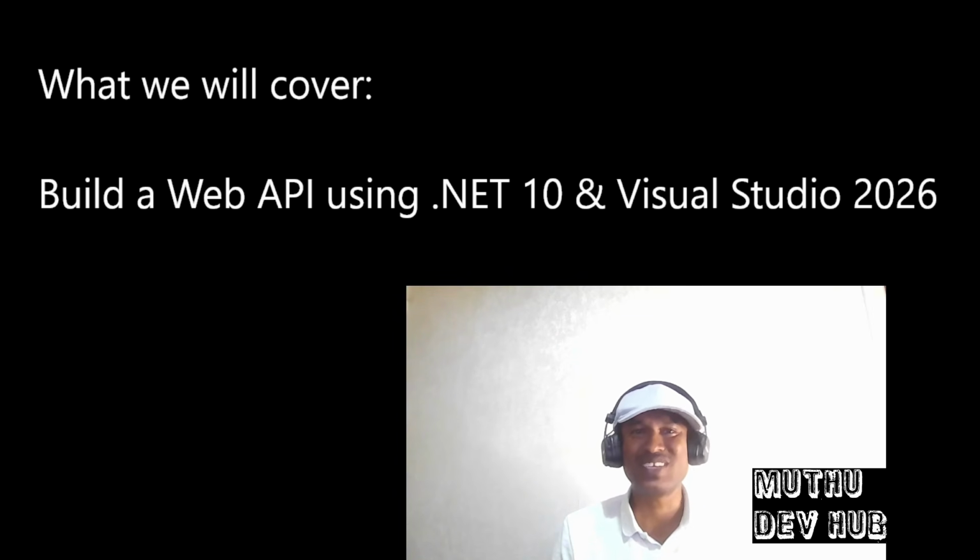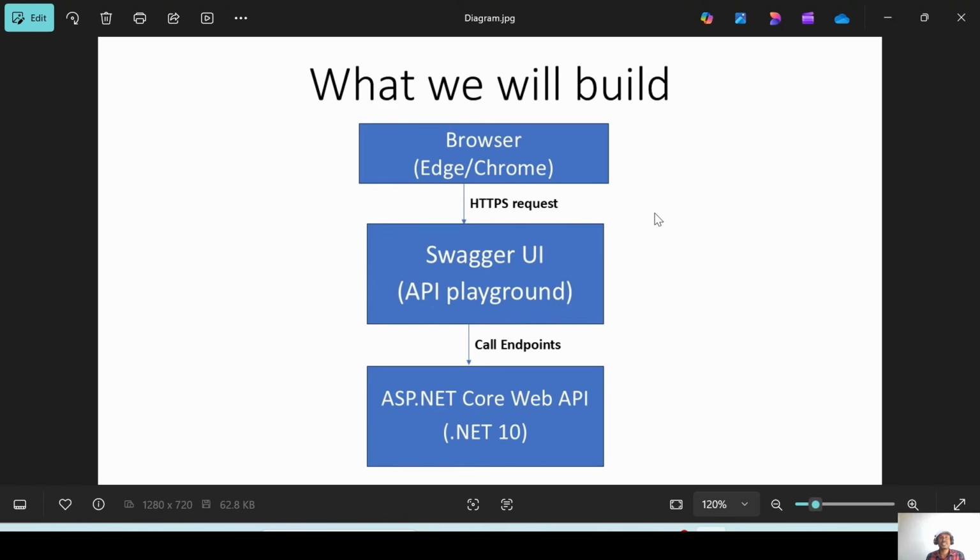In this video, you will learn how to create a modern web API using .NET 10 and Visual Studio 2026 from scratch, including project setup, controllers, and running the API. Without wasting our time, let's start now. We will create a REST API that exposes endpoints, test them using Swagger, and run everything locally with HTTPS, all using the Microsoft latest stack.